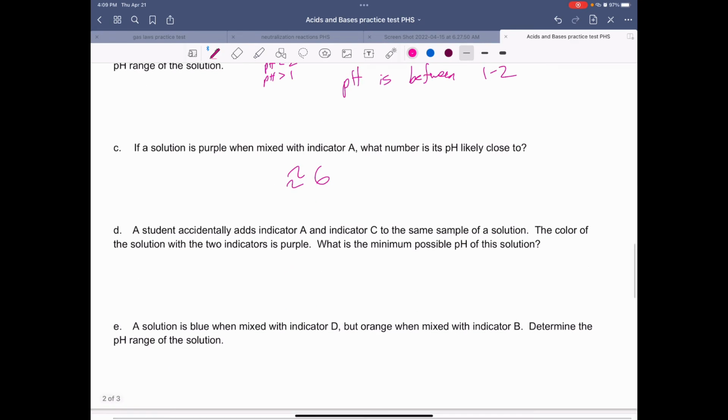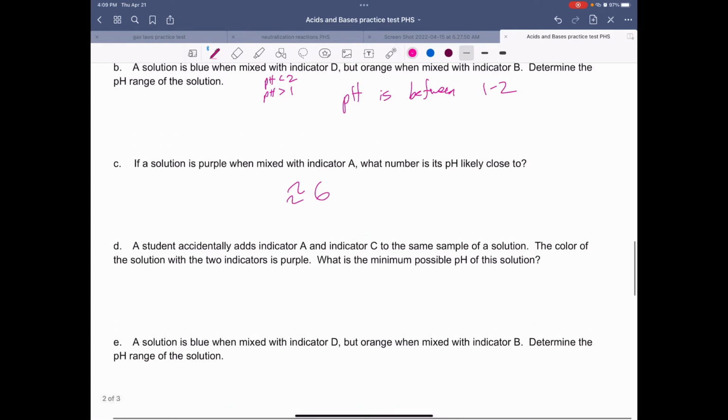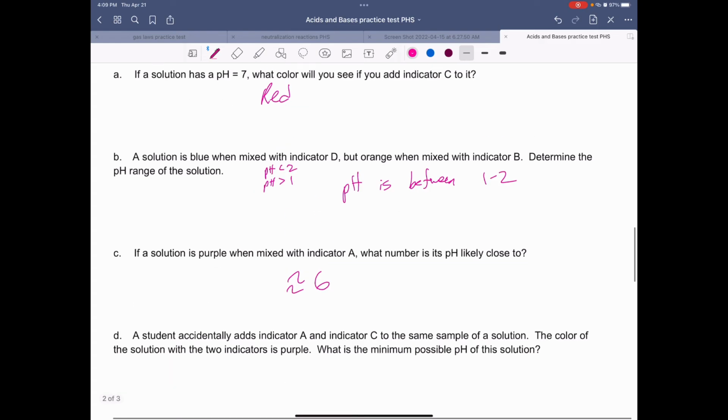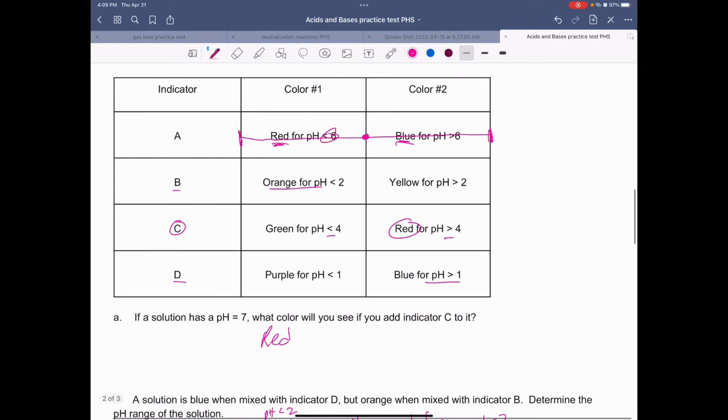D, a student accidentally adds indicator A and indicator C to the same solution. The color of the two indicators is purple. What's the minimum possible pH? So we're talking about A and C right now. So I'll do some blue. So we're talking about A and C, and it turns purple.